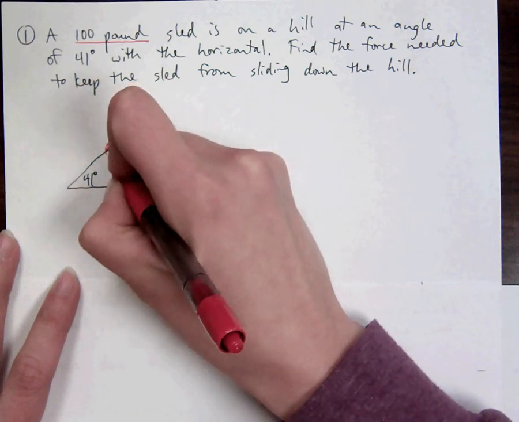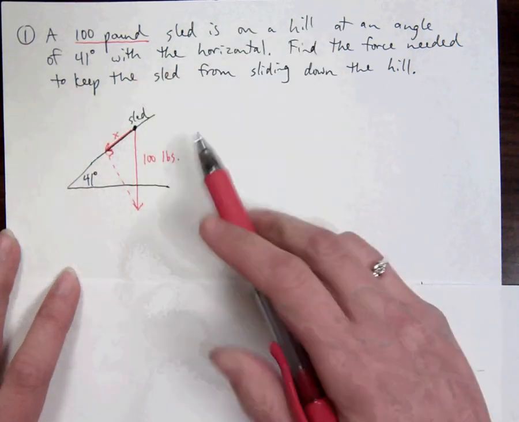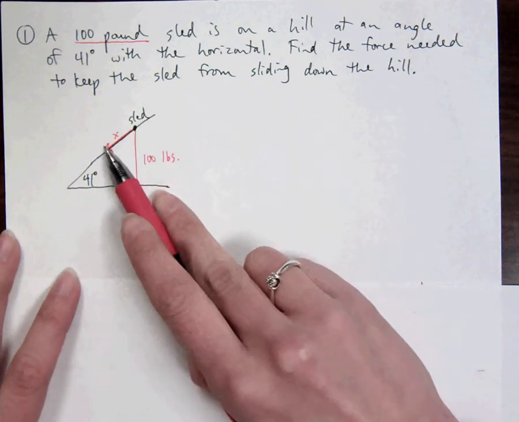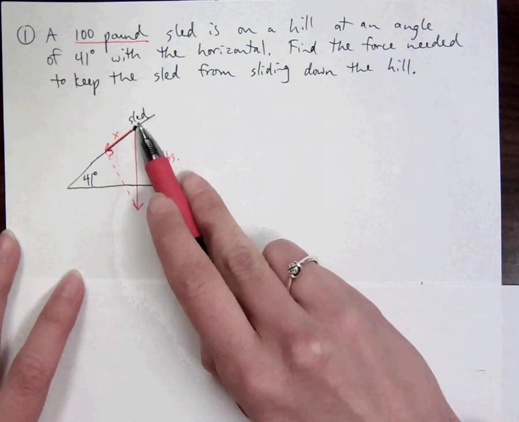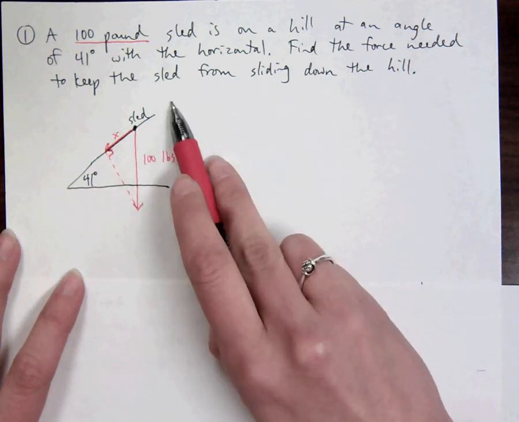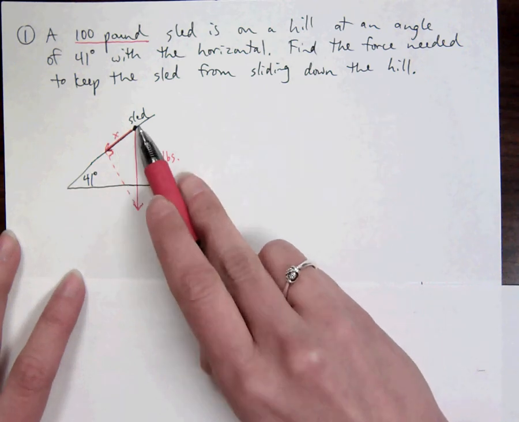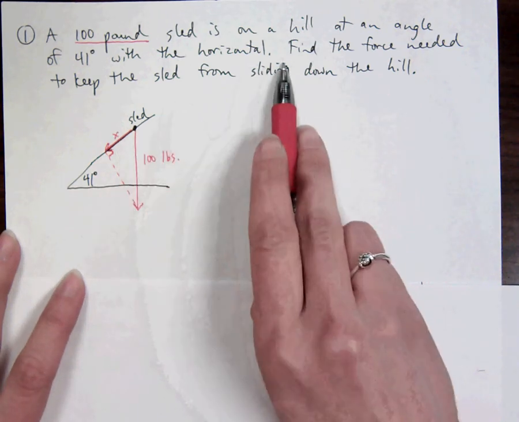Why we're trying to find that one is because we're trying to counteract that this way. So this is what's pulling the sled away from me, that much force. We're trying to counteract that force this direction, the same amount, to keep that sled completely stationary. So if we can figure out this, we know how much we need to pull the opposite direction, we know the force we need.